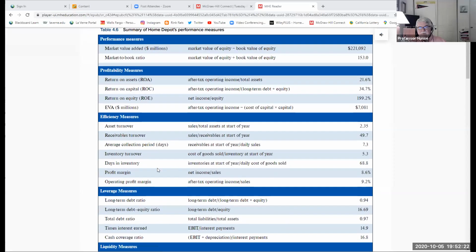Remember, average collection period is receivables at the start of the year, your accounts receivable balance at the beginning of the year, divided by daily sales. Remember that. Inventory turnover is cost of goods sold from the income statement divided by the inventory at the start of the year. So let's write those down and remember them, and let's take that information and calculate these for this company.